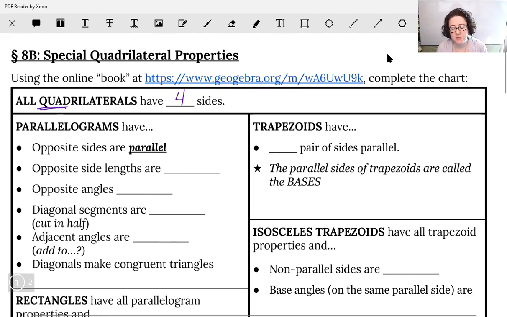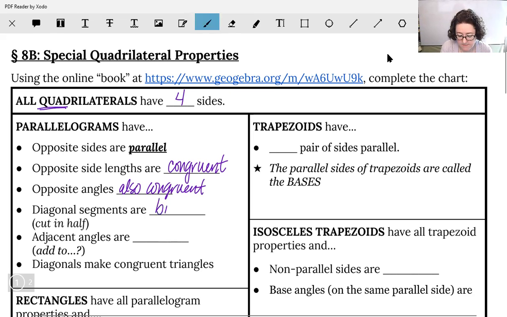So for parallelograms, our biggest idea is that opposite sides are always going to be parallel, but the side lengths of those opposite sides are always going to be equal, or congruent, as will be the angles. So opposite angles are also congruent. Your diagonal segments, so if you're connecting your vertices that are across from each other, are always going to be cut in half, aka bisected.